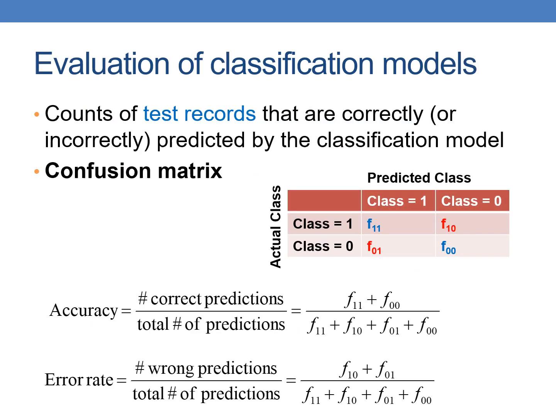Okay, so now when we are doing this evaluation of a classification model, we have to create a confusion matrix. It counts the test records that are correctly or incorrectly predicted by the classification model. Based on that, we create this confusion matrix. With this, we have to find the accuracy as well as the error rate. This is the formula that is used for calculating the accuracy and error rate.